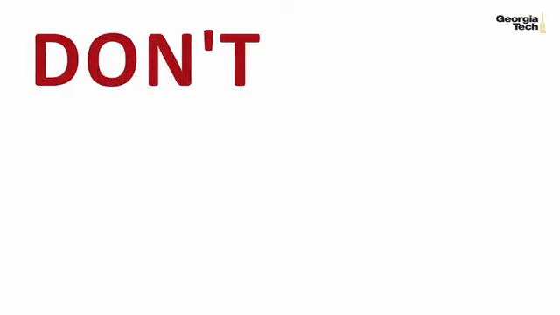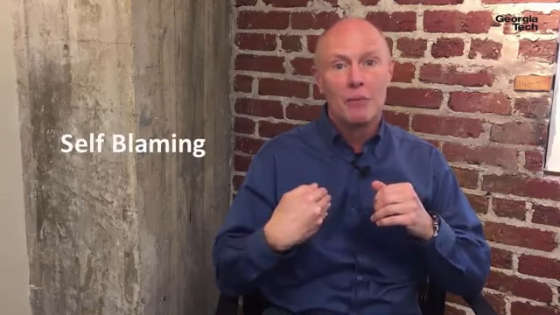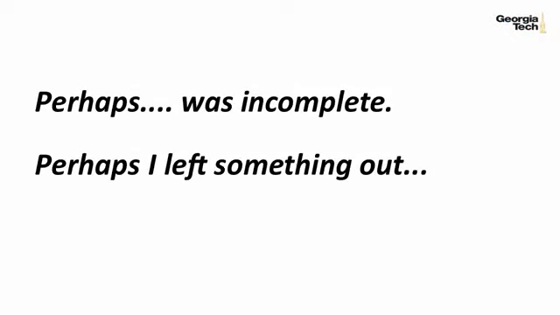Another thing I want you to avoid is sounding like you are complaining or blaming your reader. This puts the reader on the defensive and makes them less likely to do what you're asking of them. If you ask about something that is incomplete, a trick I use is what I call self-blaming. For instance, if your email is an order or an application that has not gotten a response, your email should say something like, "Perhaps my order was incomplete," or "Perhaps I left something out of my package," rather than complain about the situation.